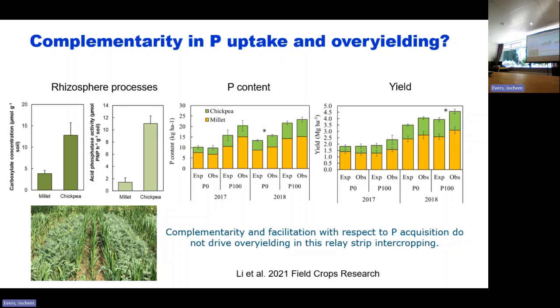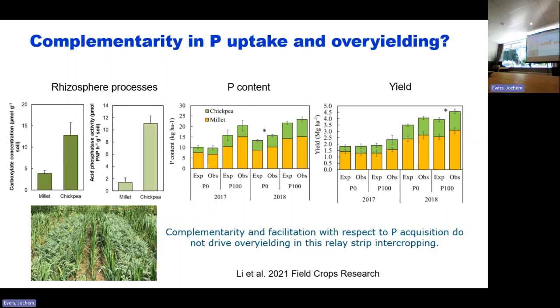First, we determined the rhizosphere processes, because the P uptake ability is based on the ability to release root exudates. And we found that chickpea released a lot of carboxylates, and also acid phosphatase activity, because for the legume, if they want to use the phosphorus, they need to release carboxylates. For the organic phosphorus, they also need to release carboxylates to replace the organic phosphorus fixed by the soil phase.